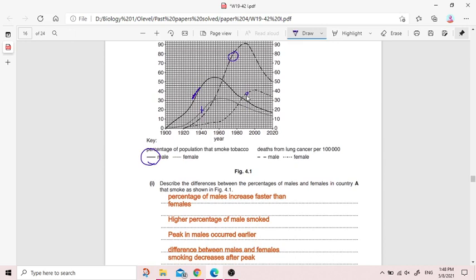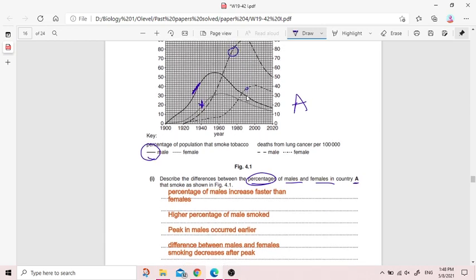The first question says describe the differences between the percentages of males and females in country A that smoke. I want to describe the differences between males and females that smoke, only between these two graphs. So what do I say? Number 1. The percentage of males that smoke increases faster than the percentage of females. You will find that this line is steeper. The steepness indicates that the increase in males is faster than the increase in females.